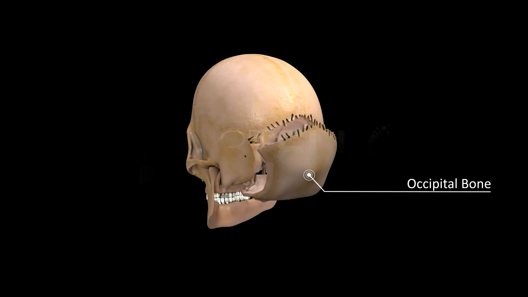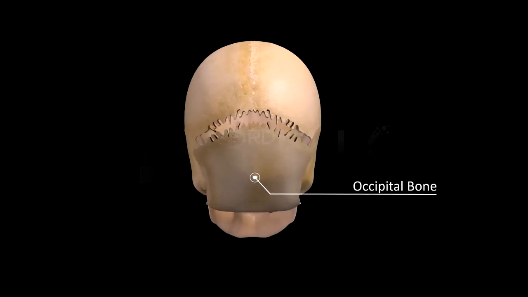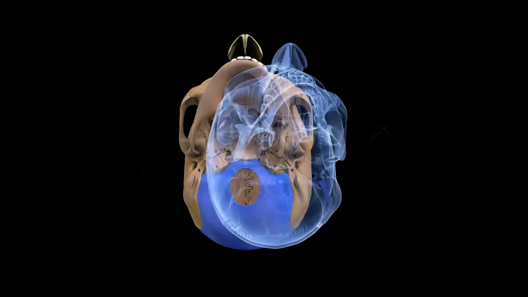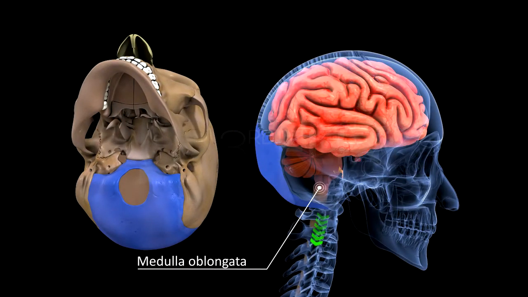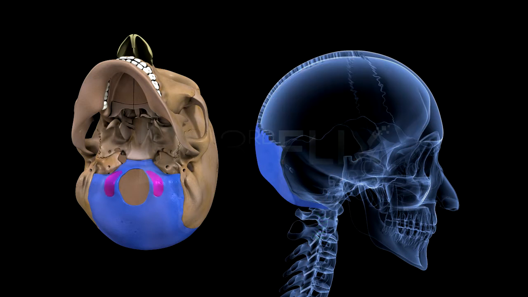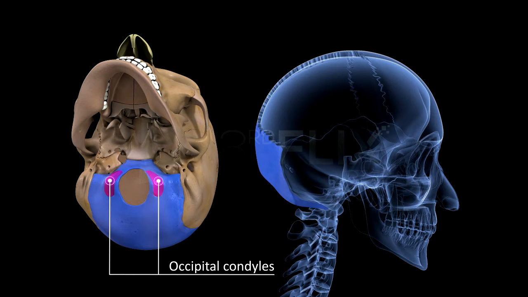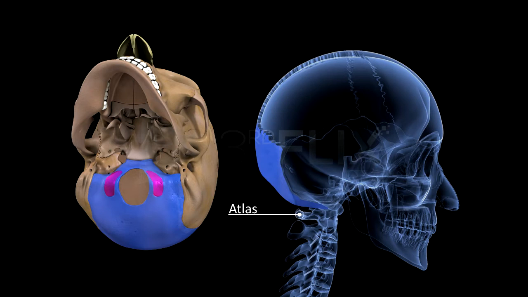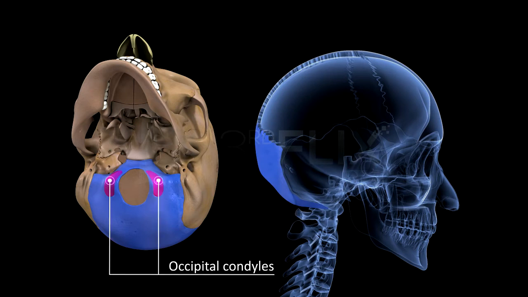Occipital bone. It forms the posterior part and most of the base of the cranium. It has a large opening called the foramen magnum for the passage of the medulla oblongata. There are 2 protuberances from the occipital bone on either side of the foramen magnum. These are known as the occipital condyles. They articulate with the atlas, that is the first vertebra. As 2 occipital condyles are present, the skull is referred to as a dicondylic skull.